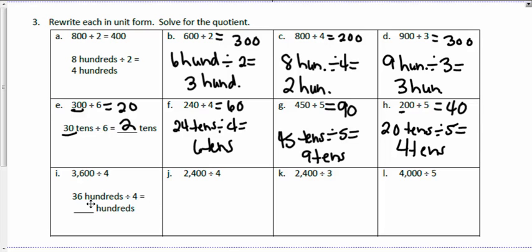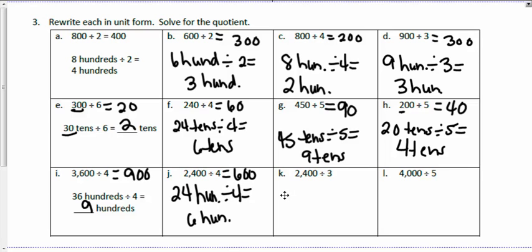36 hundredths divided by 4 equals 9 hundredths, which equals 900. 24 hundredths divided by 4 equals 6 hundredths. 24 hundredths divided by 3 equals 8 hundredths. If you haven't done any by yourself, try to do this one by yourself.